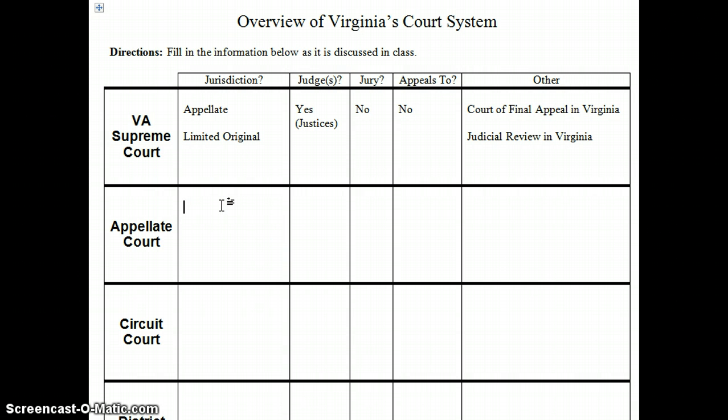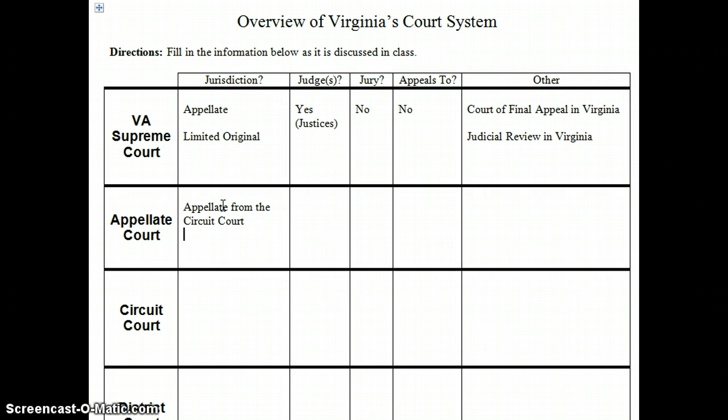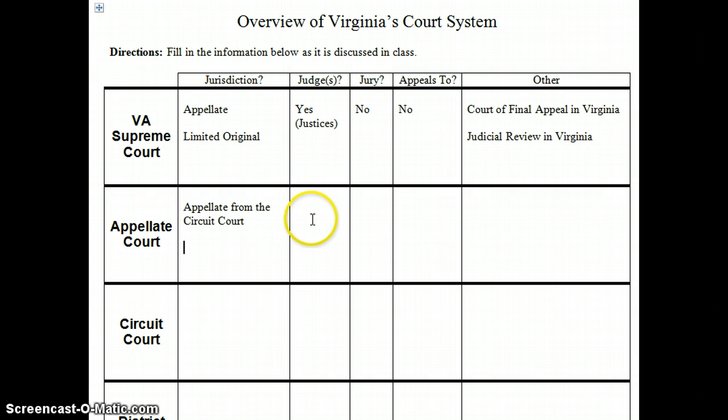Alright, let's look at the appellate court. The appellate court's jurisdiction is appellate from the circuit court. So it's appellate from the circuit court. Does it have judges? Yes. Is there a jury? No. Can you appeal? Yes, to the Supreme Court. And we're going to leave that other section blank.